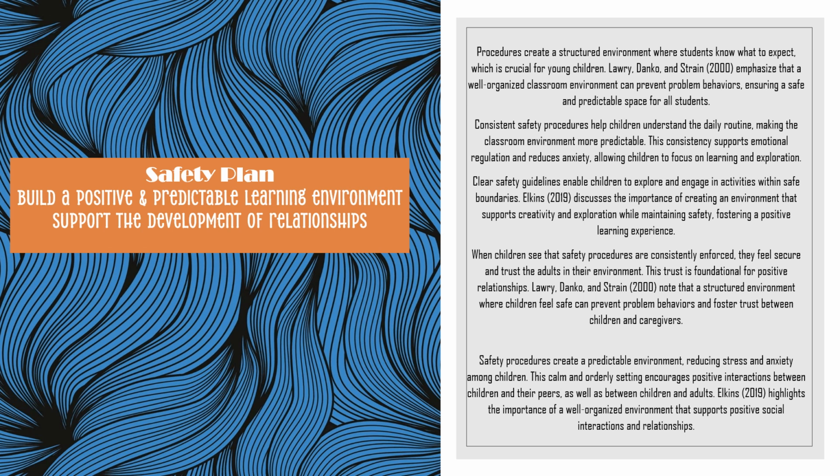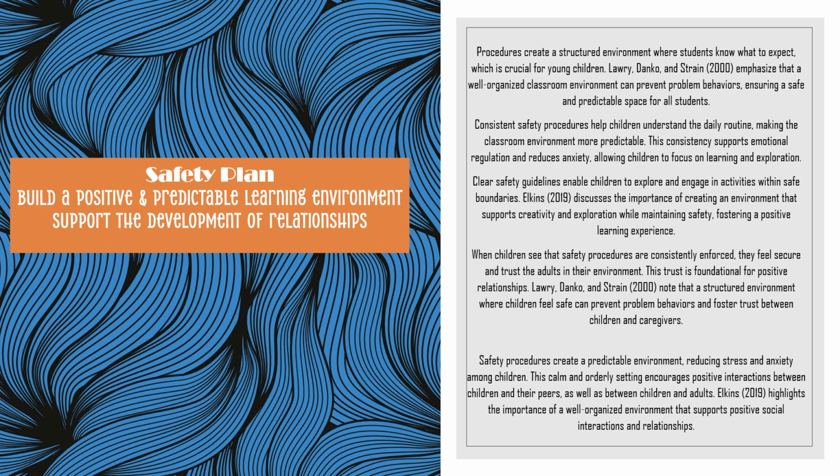So again, this is a two-parter: build a positive and predictable learning environment, and then also support the development of relationships. Procedures create a structured environment where students know what to expect, which is really crucial for young children. Lowry, Dunlap, and Strain emphasize that a well-organized classroom environment can prevent problem behaviors, ensuring a safe and predictable space for all the students. Clear safety guidelines enable children to explore and engage in activities within safe boundaries. Elkins discusses the importance of creating an environment that supports creativity and exploration while maintaining safety, fostering a positive learning environment.